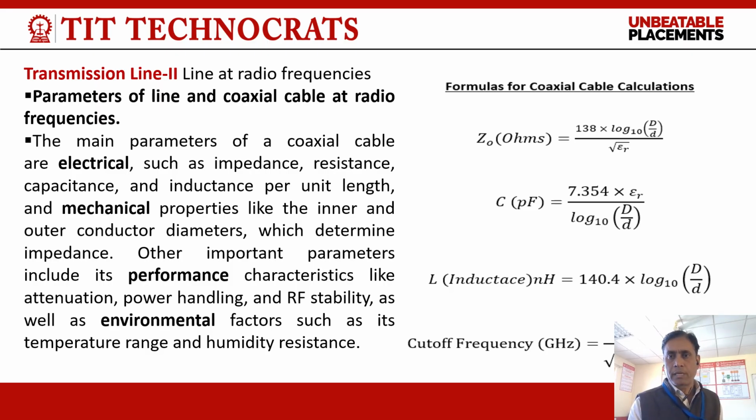Formulas for coaxial cable calculations: Z0 is equal to 138 log10 of capital D upon small d, divided by root epsilon r, and C in picofarad is 7.354 into epsilon r upon log10 D by d, and inductance in nanohenry is 140.4 multiplied by log10 capital D by small d.